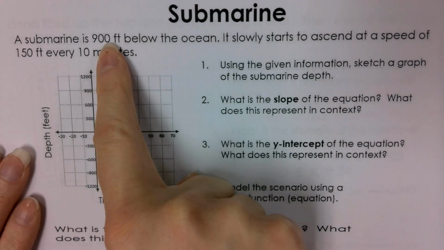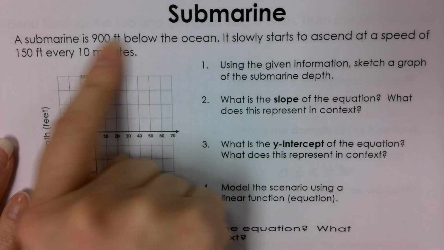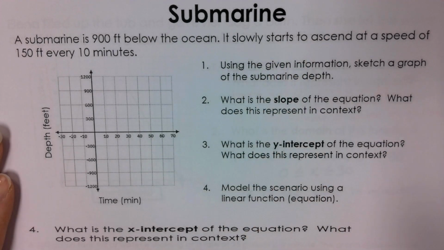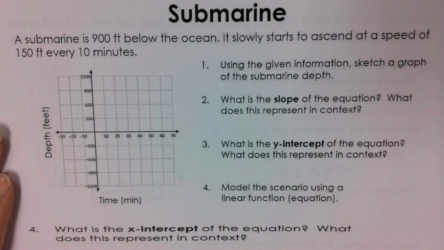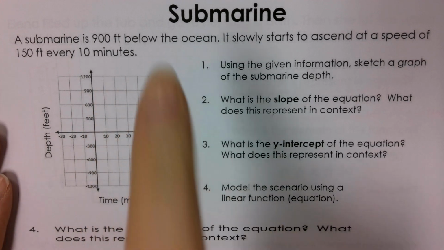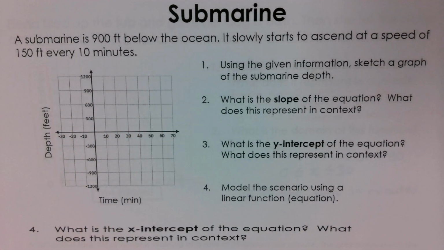A submarine is 900 feet below the ocean. That's the starting point. And then it's going to slowly start to ascend, which means it's going to increase in its depth. It's going to go up at a speed of 150 feet every 10 minutes. So when we're writing that down, that's 150 over 10. 150 over 10 comes out to what? 15. So it's 15 per minute.